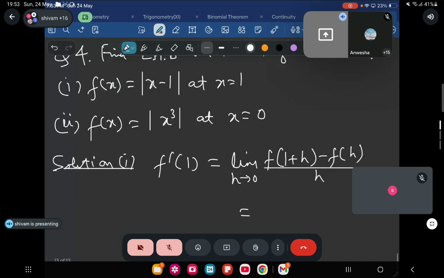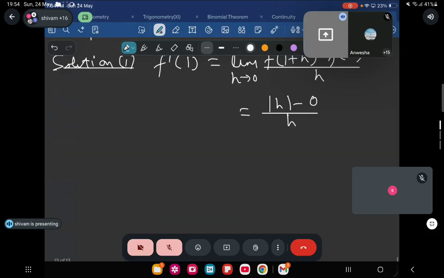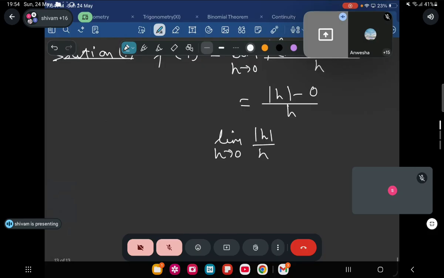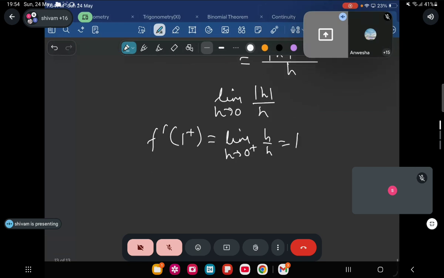f of 1 plus h will give us how much? Mod of 1 plus h minus 1; 1 will get cancelled. Mod h minus 0, right? Everyone, upon h. So we are getting limit h tends to 0 of mod h by h, right? So what is f dash at 1 plus? This will be equal to limit h tends to 0 plus. At 0 plus, mod h will open with positive sign. So h by h will give us 1. And f dash at 1 minus, limit h tends to 0 minus of mod h by h, which will become minus 1. Is it differentiable? No.